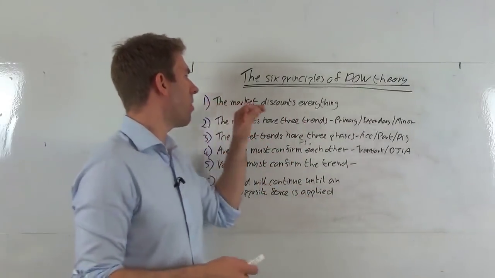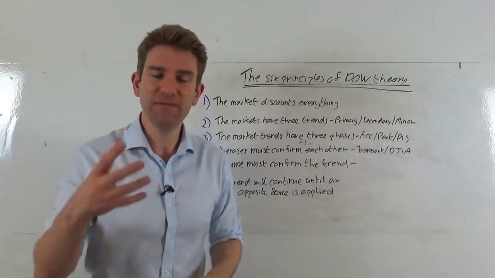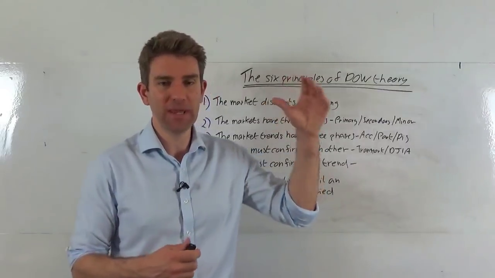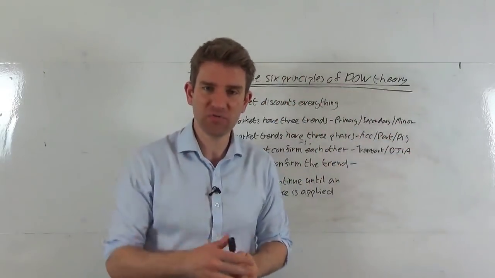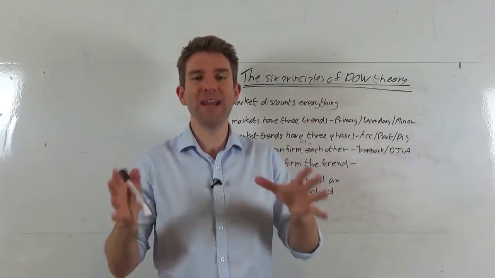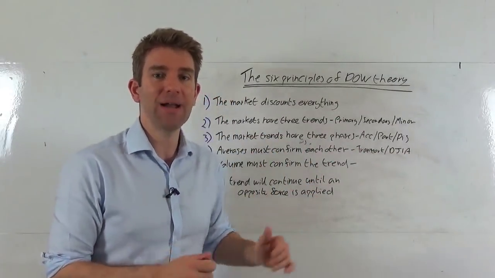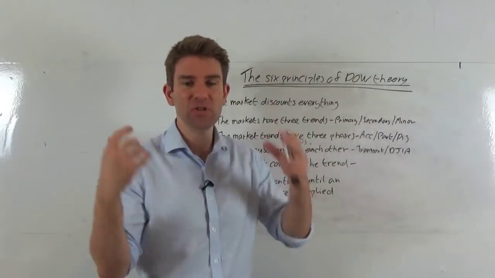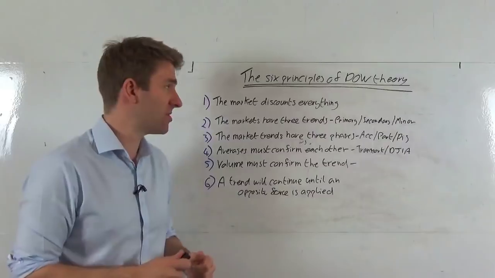Okay, so number one, the market discounts everything. His view was that everything is already baked into the market, whether it's going to be earnings on stocks, whether it's going to be an interest rate rise, whether it's going to be poor performance in factory orders, whatever it may be, it's already baked in. That was his theory behind it. He believed that everything was already in the chart. You could already see it, and there was going to be nothing surprising about it.